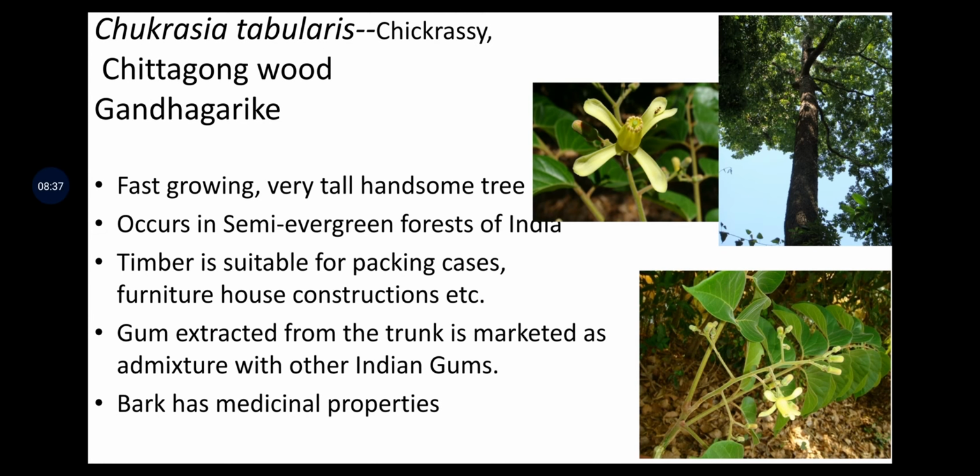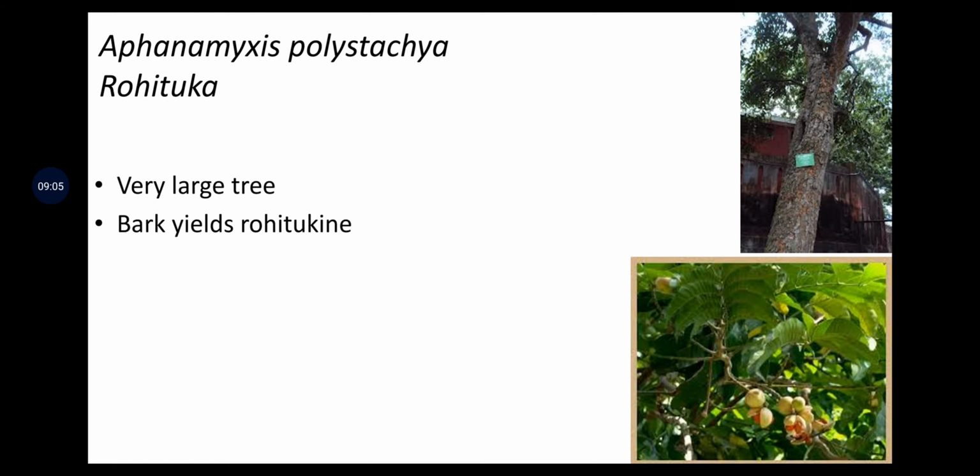Chukrasia tabularis is Chickrassy or Chittagong wood. This is also known as Gandhagarike in Kannada. Fast growing, very tall, handsome tree, occurs in semi-evergreen forests of India. Timber is suitable for packing cases, furniture, house construction, etc. Gum extracted from the trunk is marketed as admixture with other Indian gums. Bark has medicinal property. Aphanamixis polystachya is also known as rohituka. Very large tree, bark yields rohitukine, an alkaloid which is used in medicine to treat many diseases.